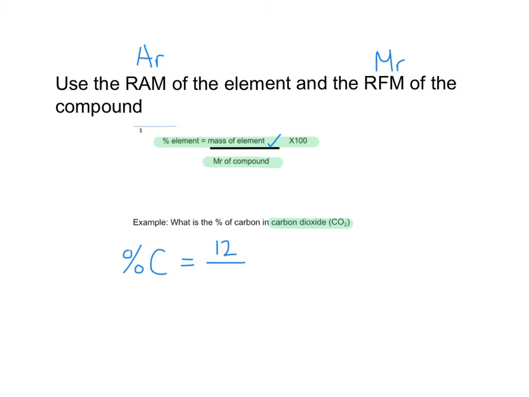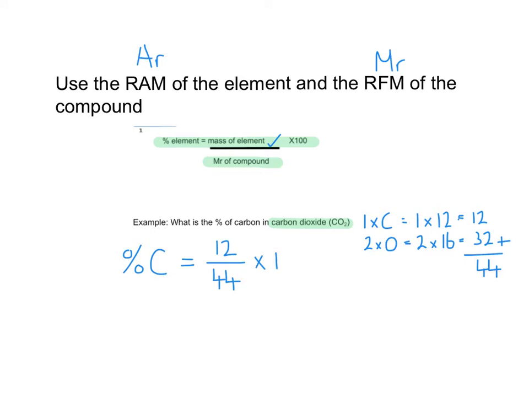Now, we did it last lesson, like I've said, but just a quick reminder. We see in carbon dioxide there is one carbon. There are two oxygen atoms. So I go to the periodic table, I find carbon's top number. 1 times 12 will be 12. I find oxygen's top number, and 2 times 16 will be 32. Then I add it all together, and I will find that the relative formula mass, the MR for carbon dioxide, is 44. And that's what goes on the bottom line.